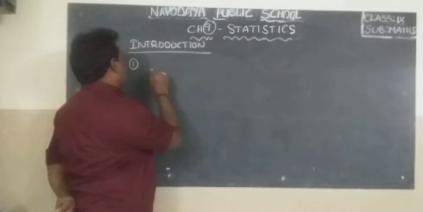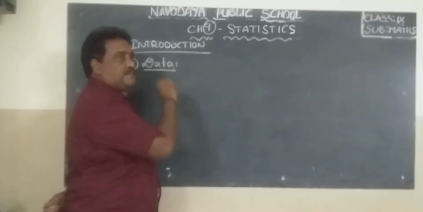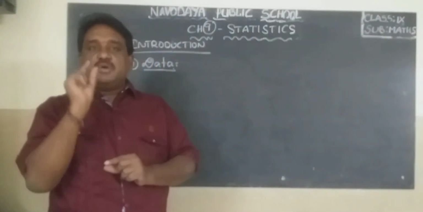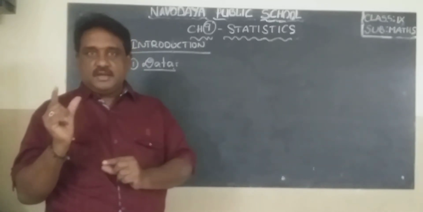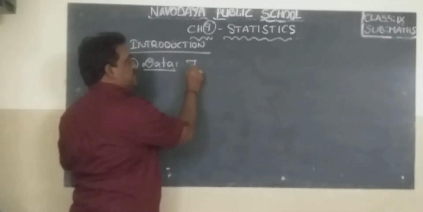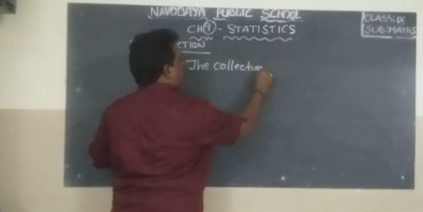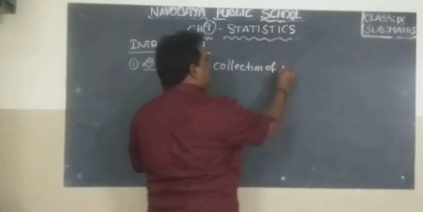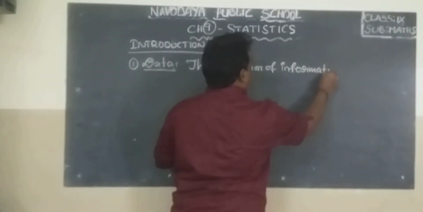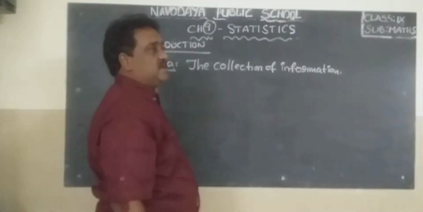First of all, data. Define data. What is data? You know what is data? Most of you use the word data. What is the meaning of the word data? Data definition: the collection of information is known as data. First point in the introduction, collection of information is known as data.